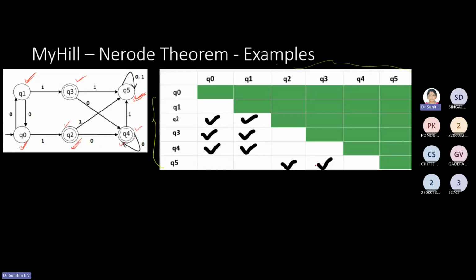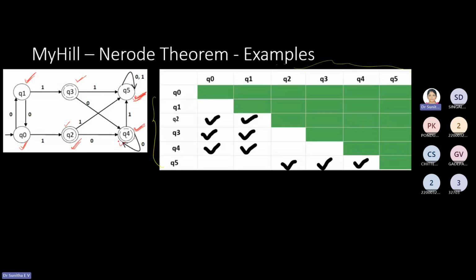Then Q4, Q5. This is not final, this is final. One is final, the other one is not final, so we can mark it. So step 2 is completed. In step 2, we mark all the pairs where one state is final and the other state is not final.